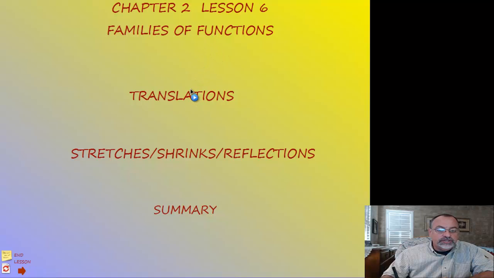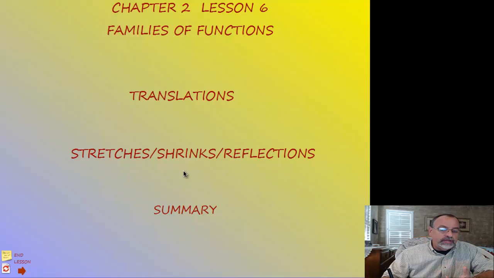So we're going to look at translations, stretches, shrinks, and then reflections, and then we'll summarize everything, because the summary is going to be very important. Everything that we learn in this lesson with absolute value functions is going to apply to every other function that we look at the rest of the year. And this is going to be the scenario, or how we take a look at these functions as we go throughout the year.